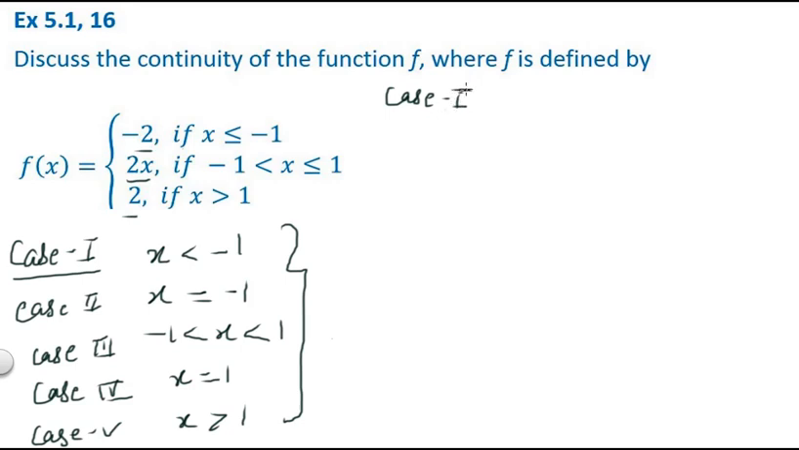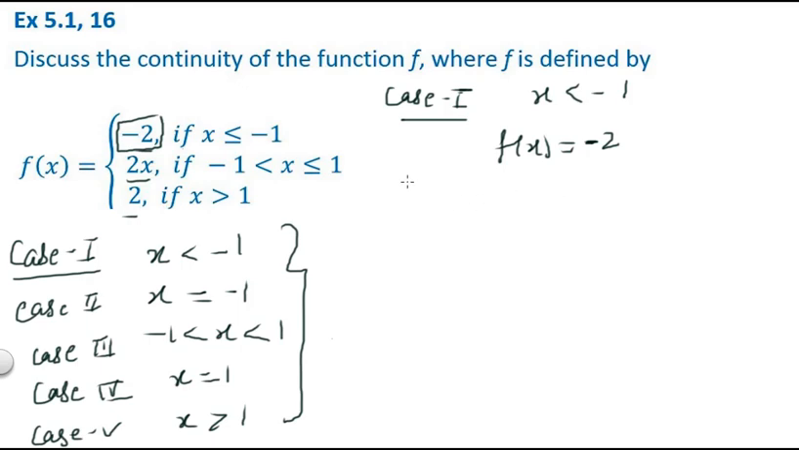As you can see, case 1 is x less than -1. For all the values of x which are less than -1, the function is a constant number. The function is -2. So, being a constant function, it is continuous everywhere. At every point which is less than -1, you're going to get the answer -2. There will be no hole in the graph. You're going to get a constant value. So it is a continuous function.